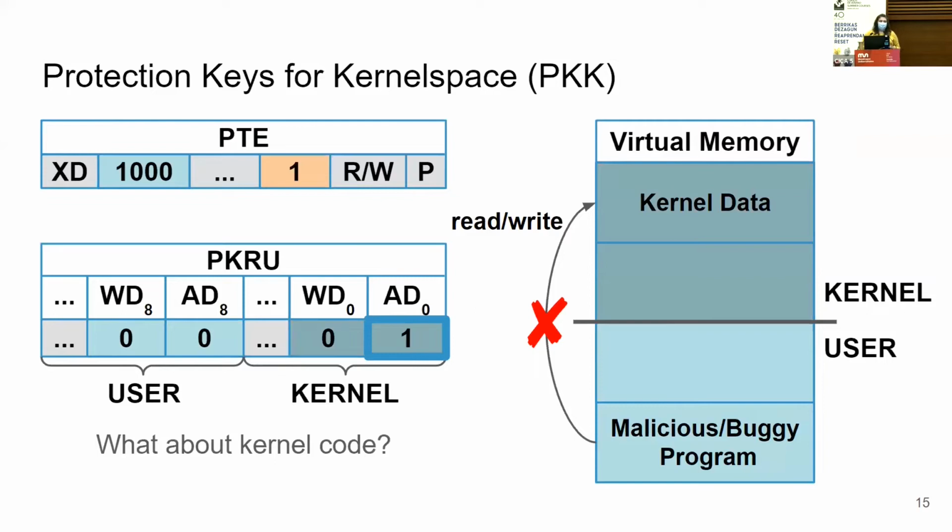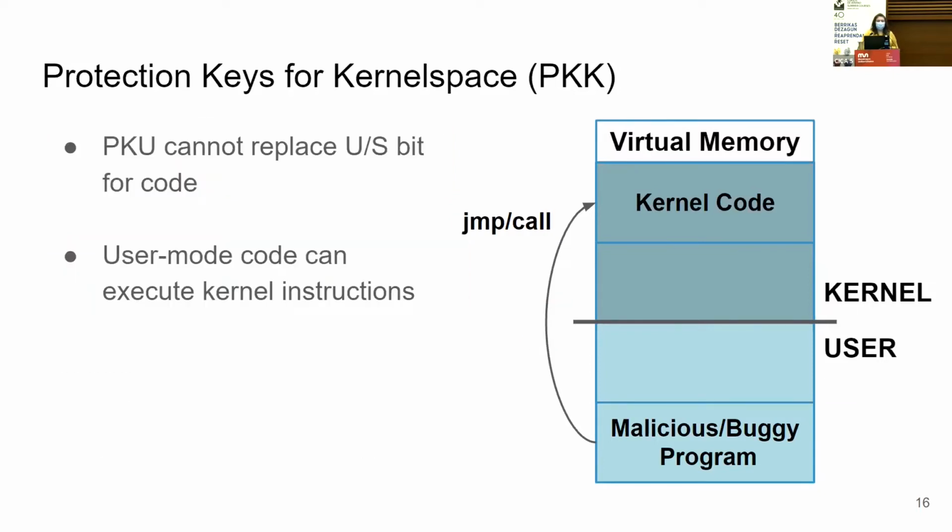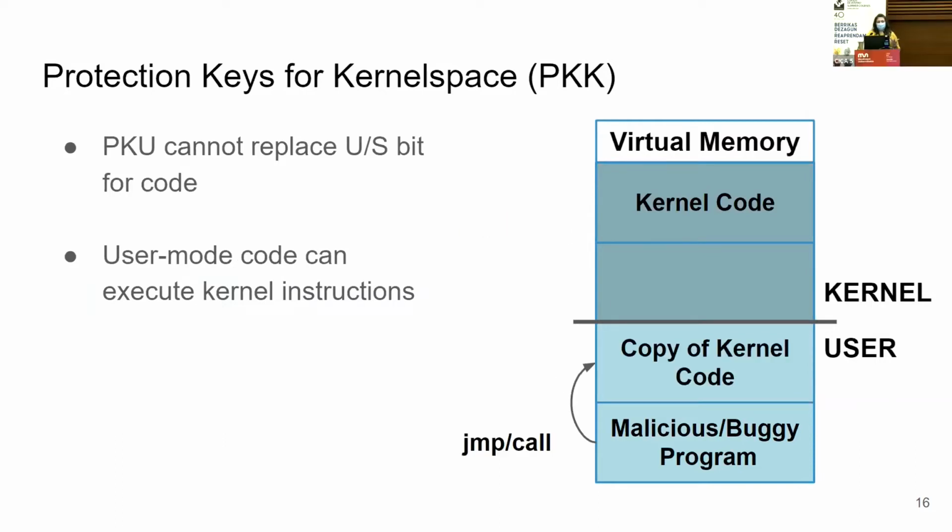But what about kernel code? How do we protect kernel code? Because if you recall, PKU does not apply to instruction fetches. Well, in this case, PKU cannot replace the US flag for code. And since we marked all memory as user, now user mode code can execute kernel instructions. But that was true also before, in the sense that a user program could even have a copy of the whole kernel image mapped into its memory.